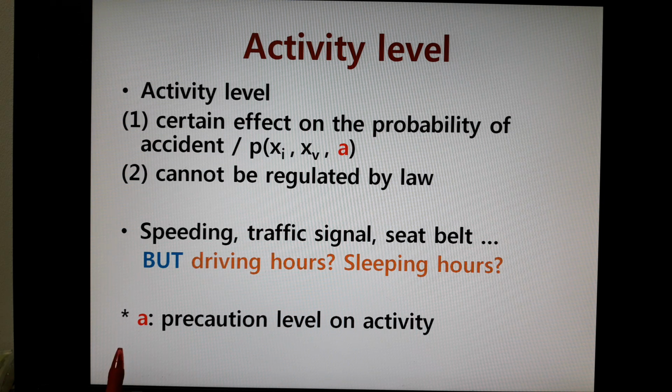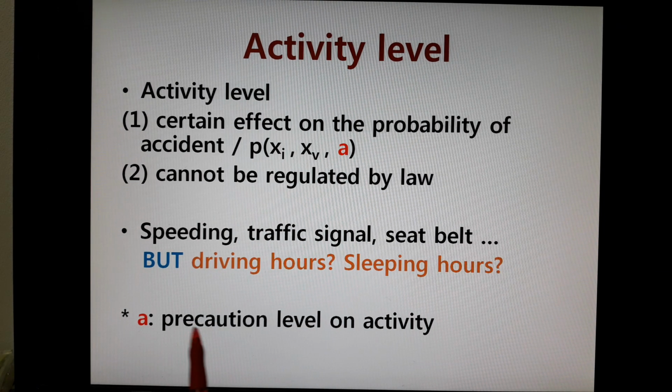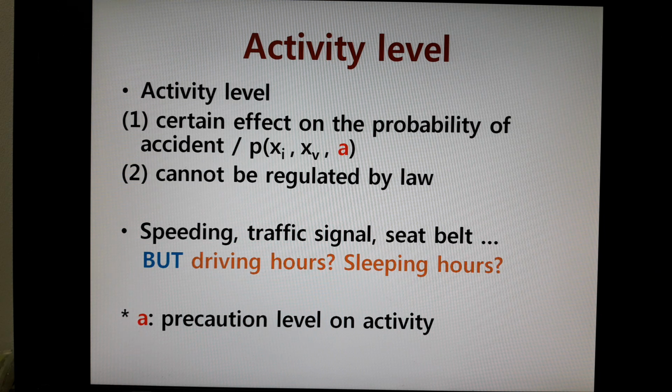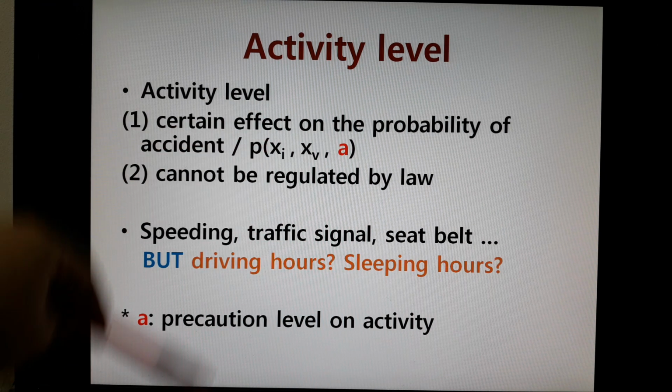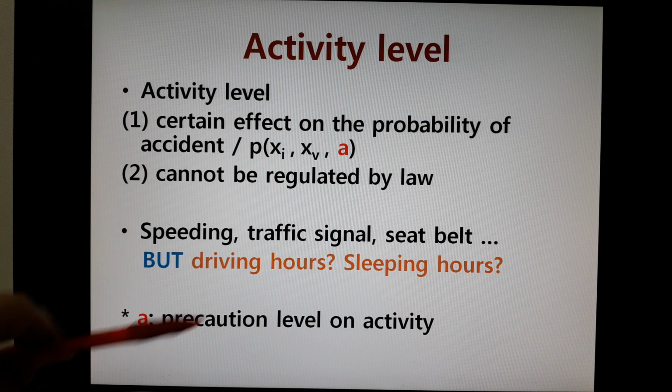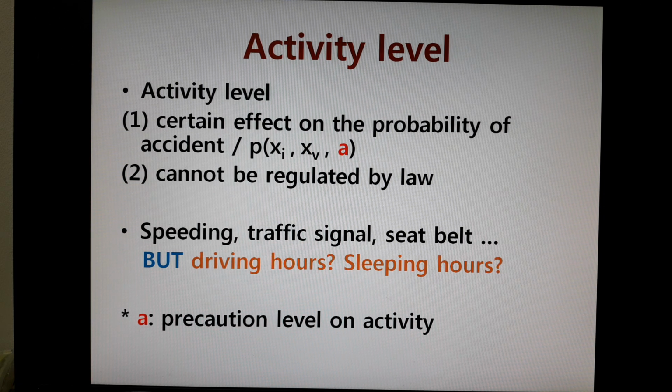Here, one thing I kind of apologize or clarify is that the A here is not activity level. It's the precaution level on activity. So when the activity increases, A would decrease, because more activity means you are less careful. Okay, it's like speeding. When your speed goes up, the precaution level goes down. On the other hand, if your activity goes down, A, the precaution on activity, goes up. So A is not activity, but it denotes the precaution on activity. Okay.